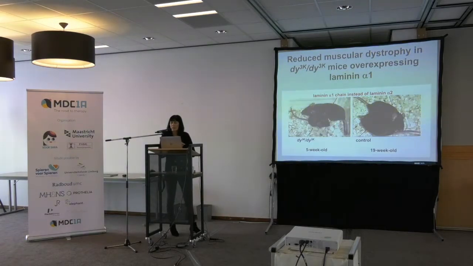So what we did, we generated mice that were deficient, lacking laminin alpha 2 chain. Instead, they were overexpressing laminin alpha 1 chain. So this is the DY3K mouse that is not treated, so to say, and this mouse instead is missing alpha 2 chain, but instead it has laminin alpha 1 chain. Already at 5 weeks of age, these mice are much bigger, and we see that also in older animals.